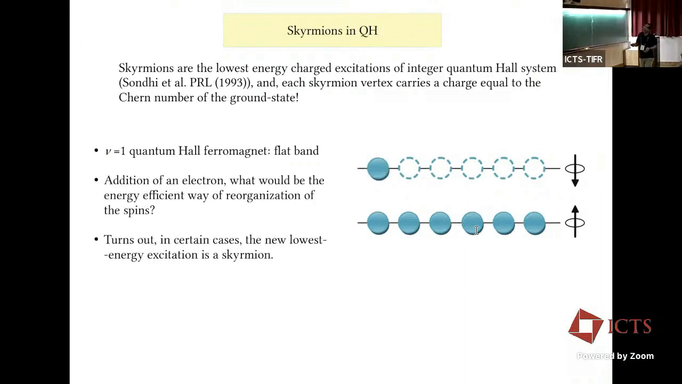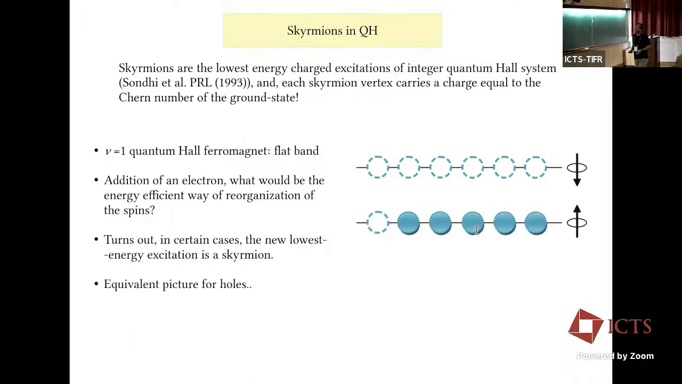And an excitation can be adding an extra electron. But you see, now we have to add an electron of the opposite spin, and just adding an electron of opposite spin is going to be costly. Okay, so you have to somehow distribute the opposite spin in a smooth manner. And that's what gives rise to skyrmions. Okay, and this can be for electron and for hole.